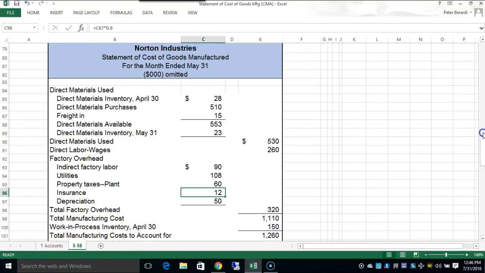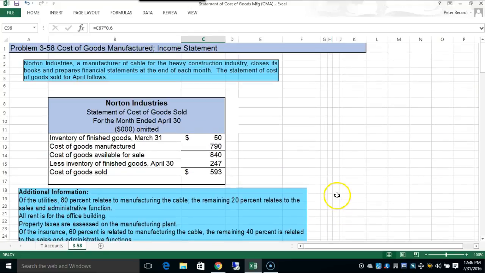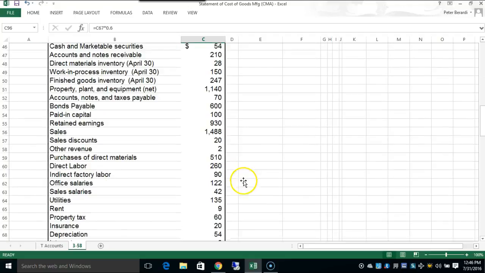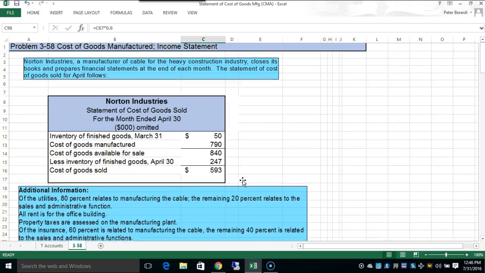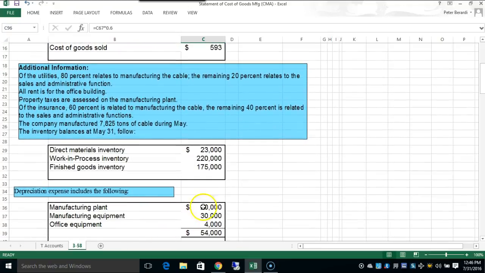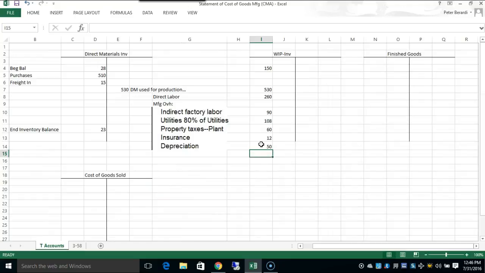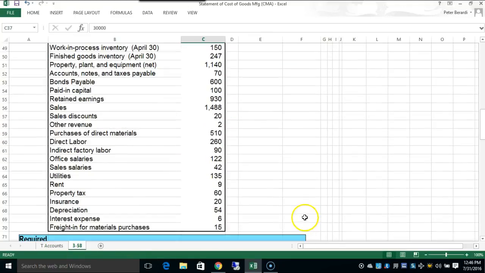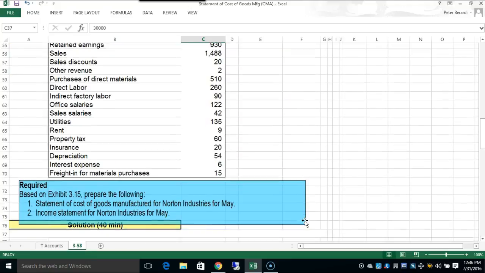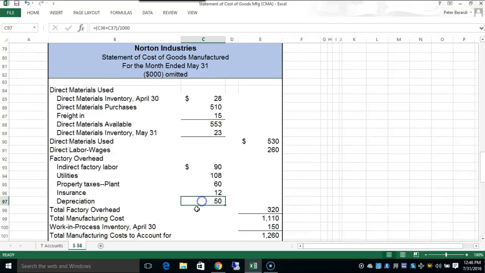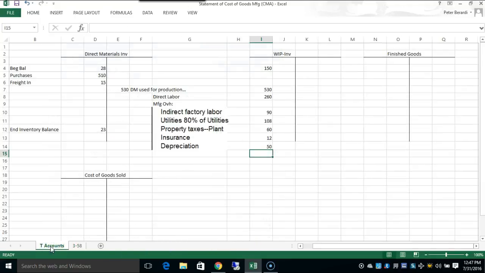Depreciation. They broke depreciation down for us, I believe, right here. So we know the manufacturing depreciation for the plant and manufacturing depreciation for the equipment go into our debit as a WIP in the WIP account. So that's 50. And going to our statement, that's what we have. So total factory overhead is 320. And when we add these up, you'll see that it is 320.